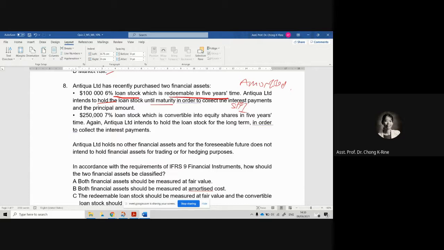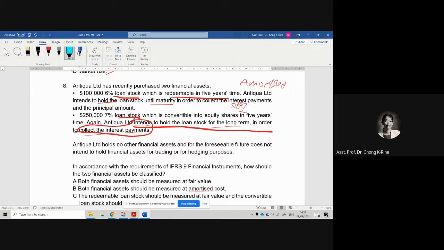So number 2, the second one, we have a loan stock, and it is convertible into equity shares in 5 years' time. We intend to hold the loan stock for the long term in order to collect, this one is tricky. Okay, it tries to make you think that we want to hold this for very, very long to receive interest only. No matter what, it cannot be. What is the keyword here? Why cannot? It is because it is a convertible note.